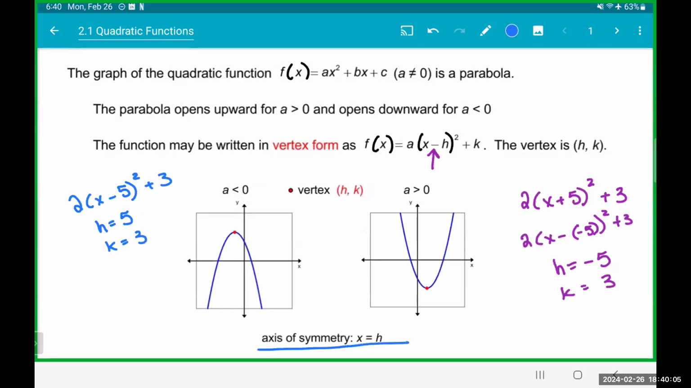One last thing I'll point out here is that you can see that there's an axis of symmetry when x equals h, right? And so wherever our vertex peaks, you could think of that, if I was to put a line right here, everything on this side is a mirror copy of this side, okay? And that's true whether the parabola opens up or down. Okay, question.